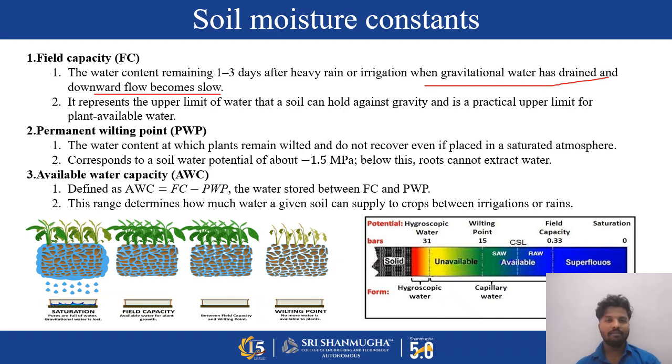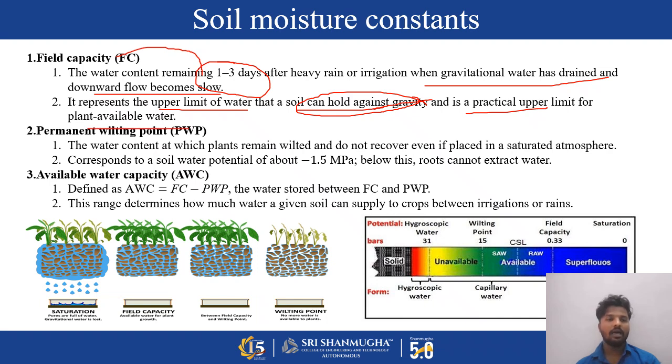The water available for 1 to 3 days in this potential range is the field capacity. It represents the upper limit of the water that soil can hold against gravity. It's very important. In field conditions, water is held against gravity, so the excess water can flow downwards. So it's a practical upper limit for plant available water.